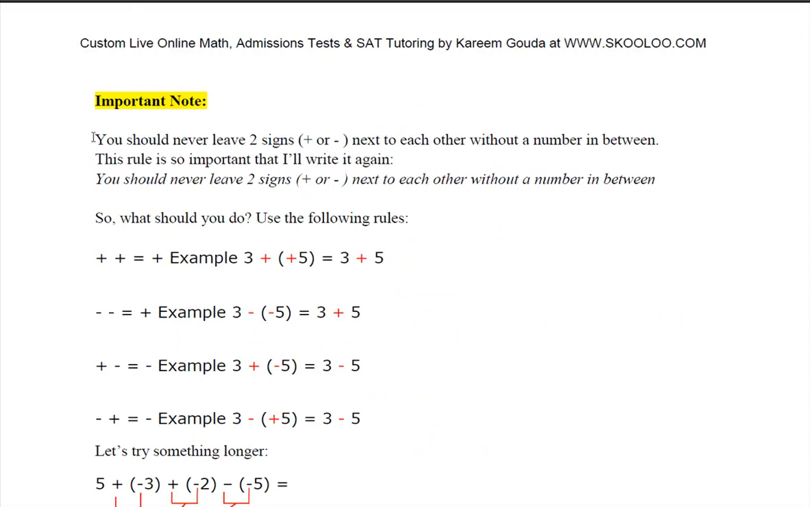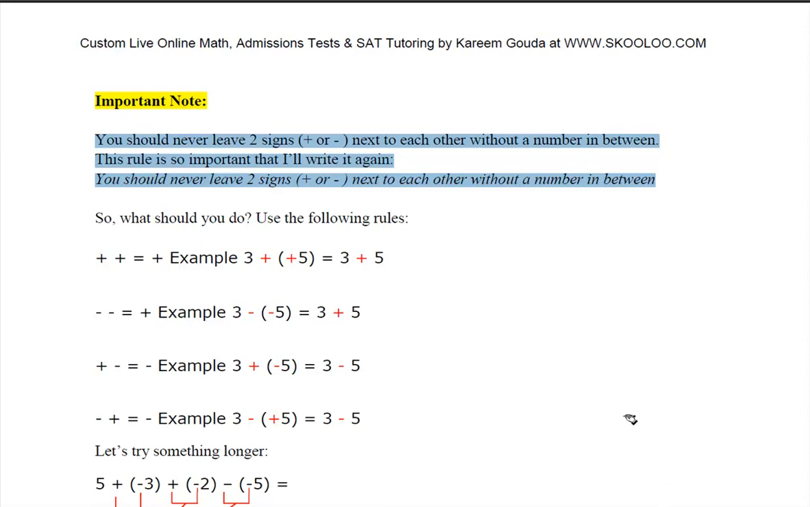Important note, you should never leave two signs, positives or negatives, next to each other without a number in between. This rule is so important that I'll write it again, and now I'm going to just say it again. You should never leave two signs, positive or negative, next to each other without a number in between. Now, that does not mean that you should put a number in between any two signs. It means basically that when you have two signs next to each other right away without a number in between, you need to change them into just one sign.